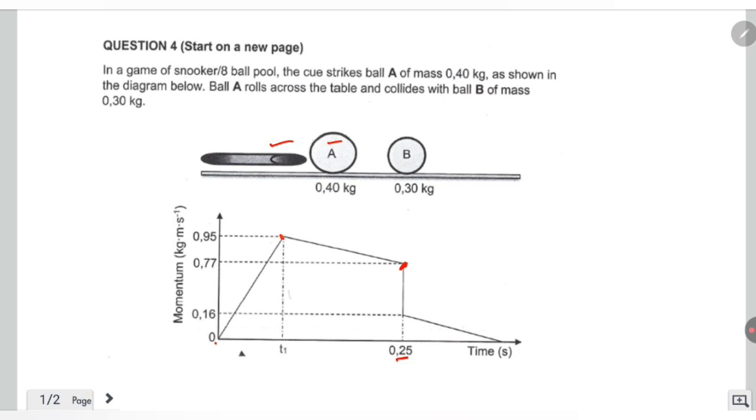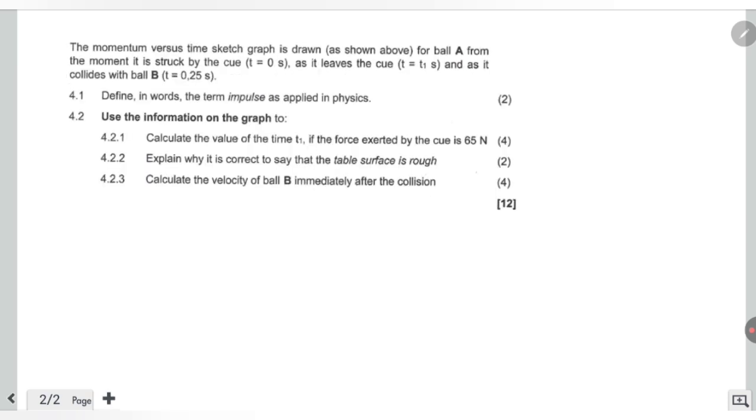So what happens between this part? Okay, so you can see the momentum is not constant, momentum is decreasing. We'll come back to that question. So here the first question says define the term impulse. All of you know what impulse is.